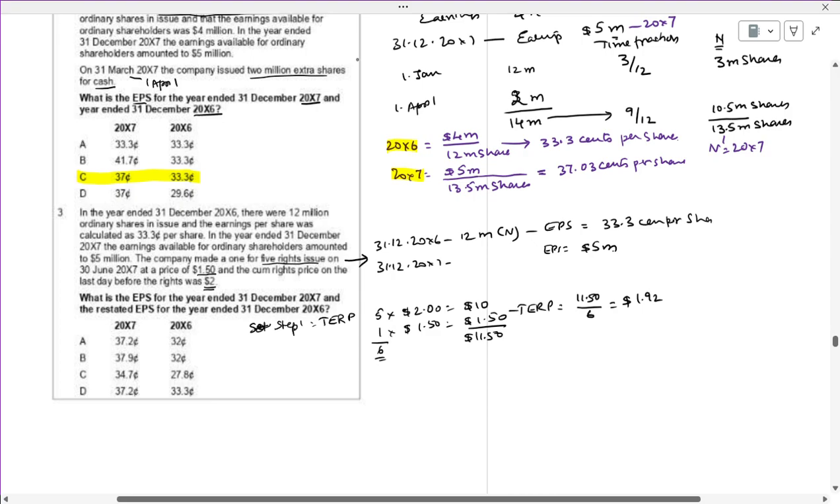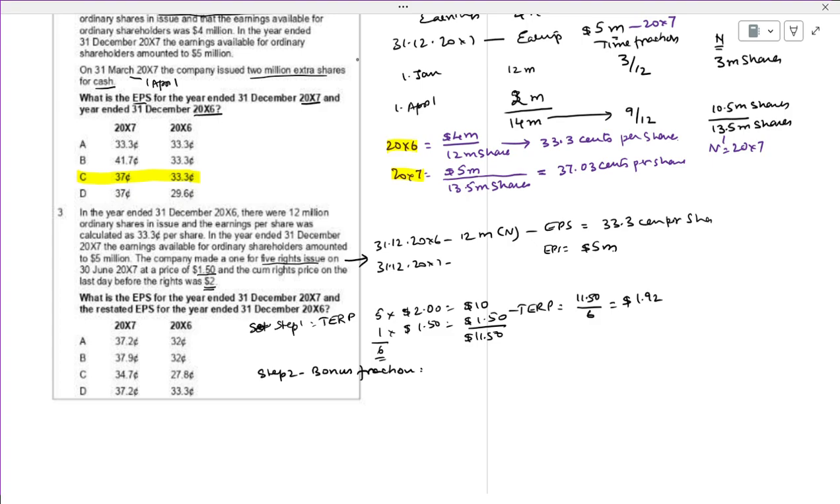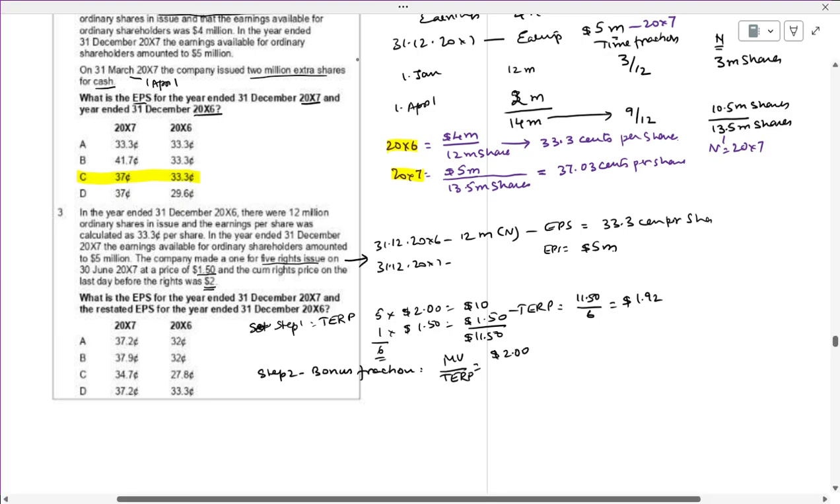What is the bonus fraction? Step 2. Bonus fraction is market value divided by theoretical ex-rights price. Market value is 2. Theoretical ex-rights price is 1.92. Is it clear? Initially it looks like a lot of things, but right now you will not find it that difficult.